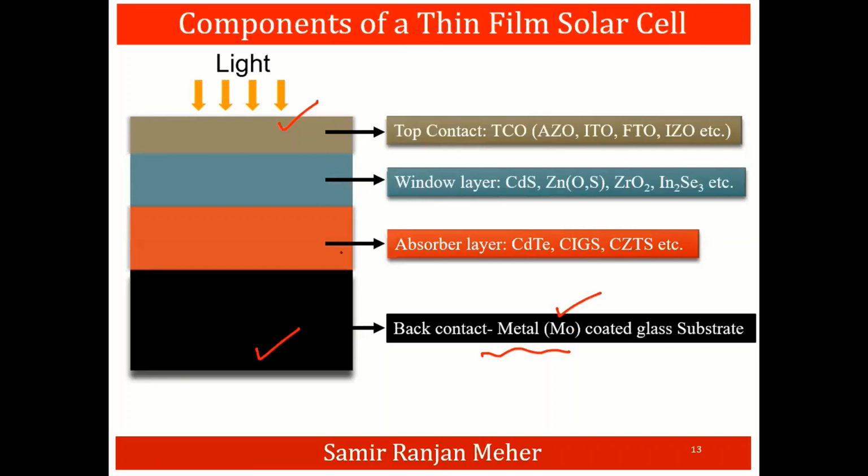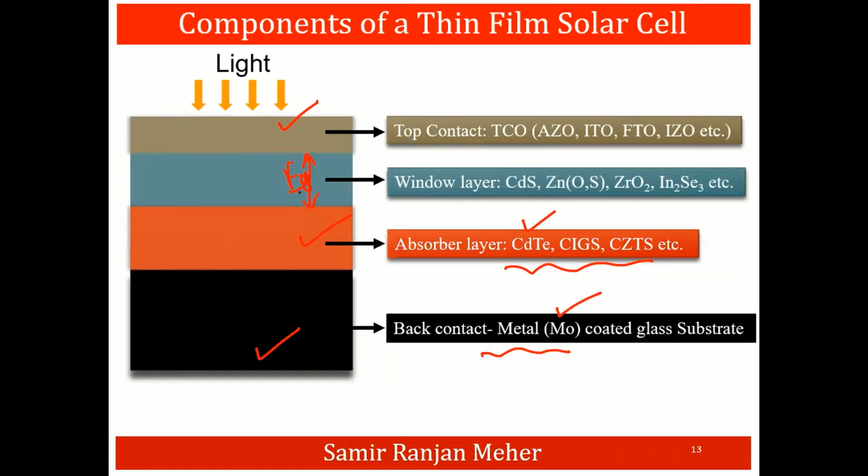Then comes the absorber layer, which is the main portion of the thin film based solar cell, which can be cadmium telluride, copper indium gallium sulfide, copper zinc tin sulfide, and many more absorber layers. I have just given a few examples here. Then comes the window layer, whose thickness is a little less compared to that of the absorber layer. And finally, we have a transparent layer, which acts as the top contact, because light has to come from the top, so it has to be transparent.